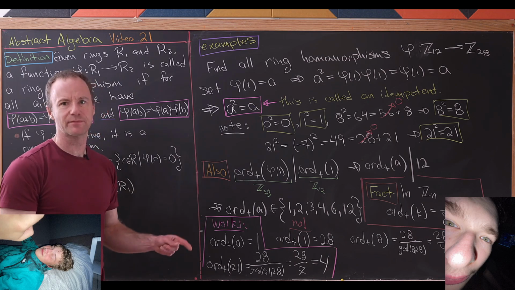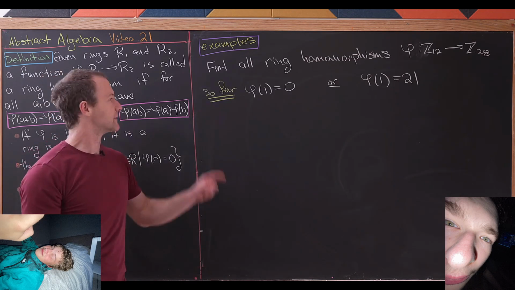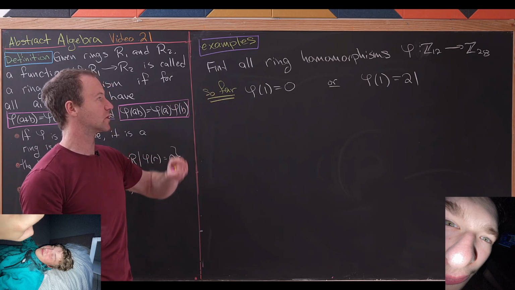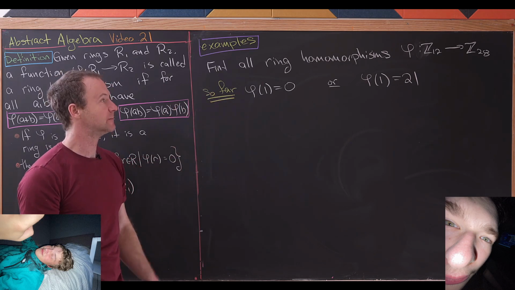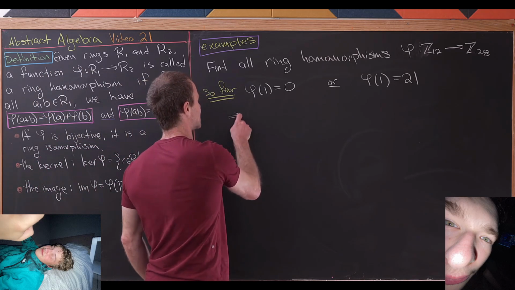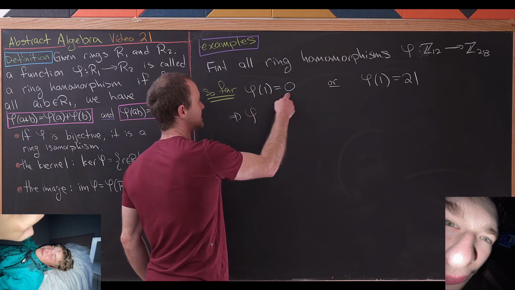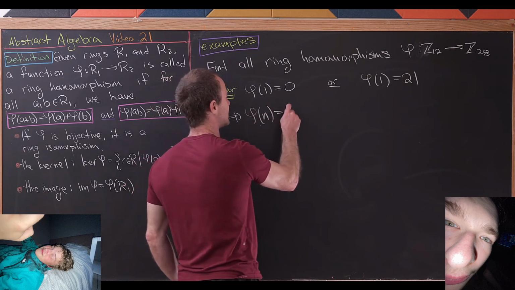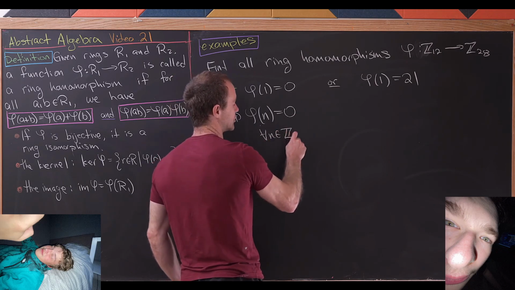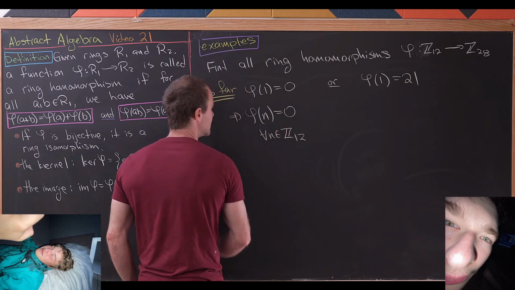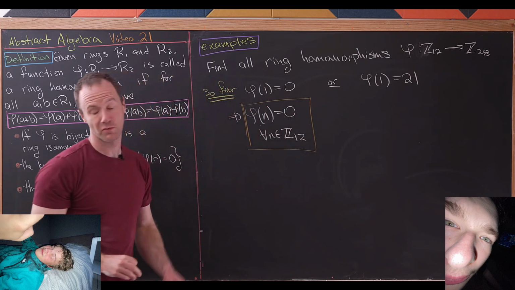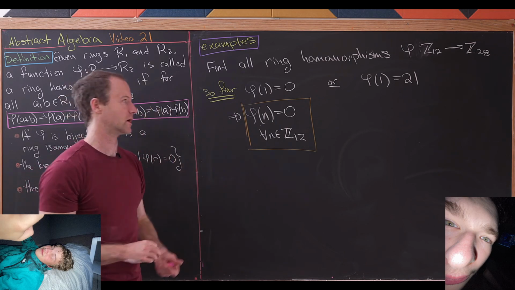And now let's clean this up a little bit and provide a summary. Okay, so far we determined that the only places we could send 1 were 0 and 21 if we wanted to have a ring homomorphism. But what does that tell us? Well, if 1 is sent to 0, that means that phi of n equals 0 for all n inside of our domain, which is Z12. So that's our first possible ring homomorphism, the trivial ring homomorphism. Obviously, that's the boring one.